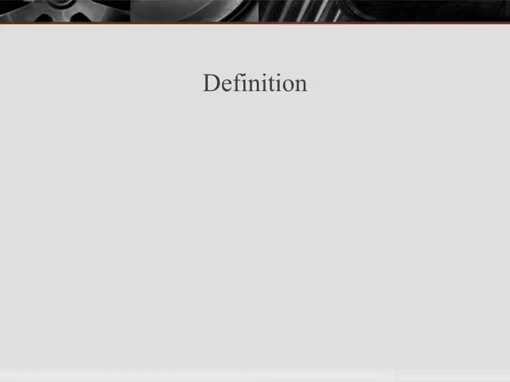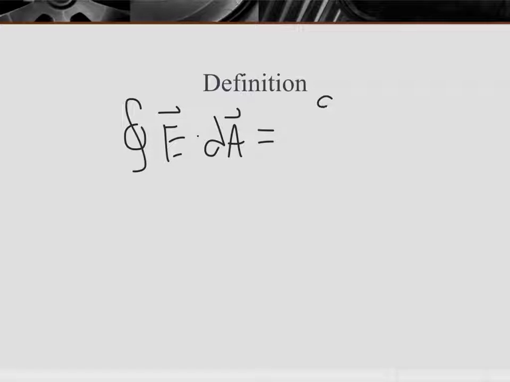First, let's remember the definition of Gauss's law. Gauss's law states that the flux of an electric field through an area is equal to the charge enclosed over epsilon sub 0.